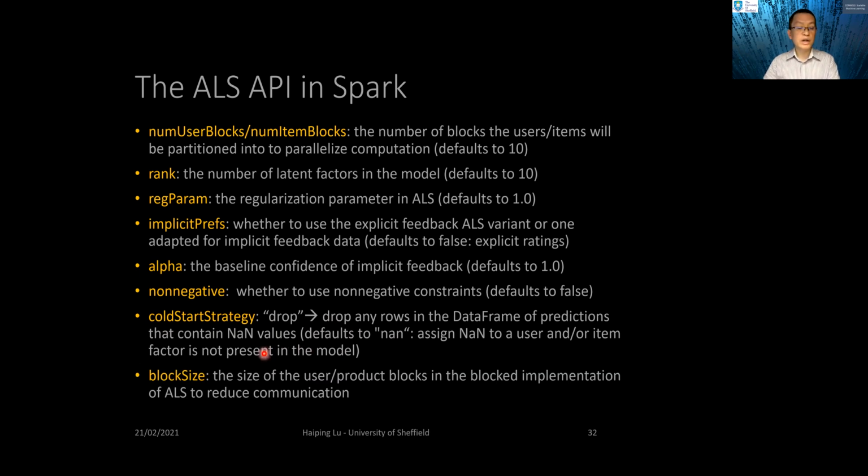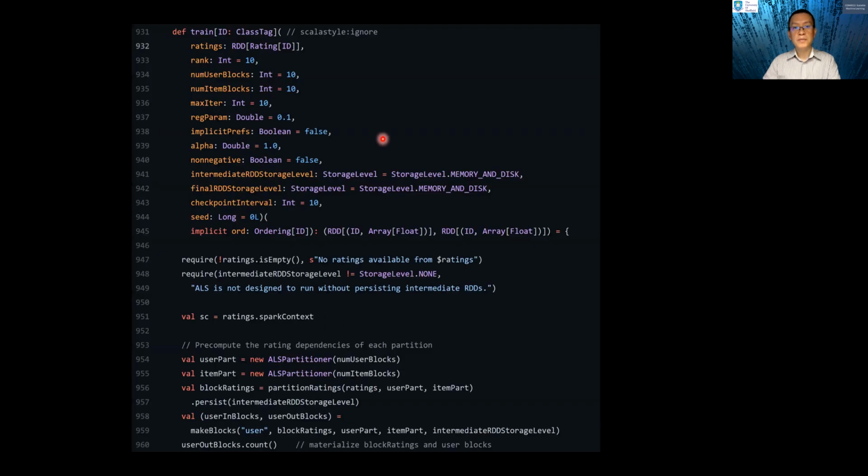In the latest version, there's also a block size that you can specify, the size of the user and product blocks in the blocked implementation of ALS, to reduce the communication. So these are the APIs that you make use of. You can set many different options. So this is the code. The code is in Scala, and if you go there, you can see how the code is written.